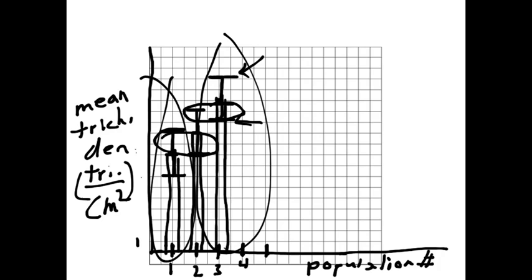So our answer to part B: populations 1 and 3 are the most likely to have statistically significant differences. And we're going to justify that by saying that their error bars do not overlap. That's all we need to say on part B. Now the last part of the question we'll come to here in just a second.